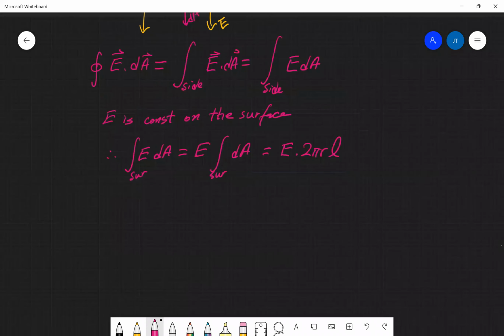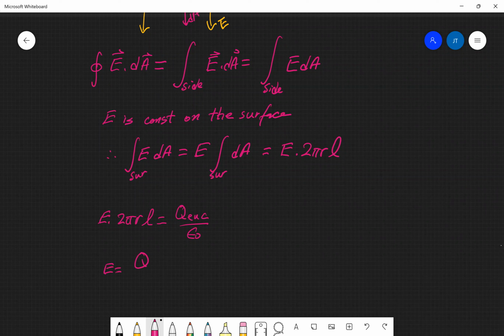All right, so now E times 2 pi r L is Q enclosed over epsilon naught. And remember, E is radial, so we're not going to put the vector here; once we get it, we'll say it's radial. So E is Q enclosed over 2 pi r L epsilon naught.